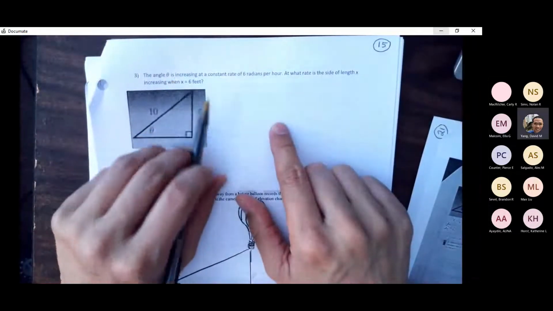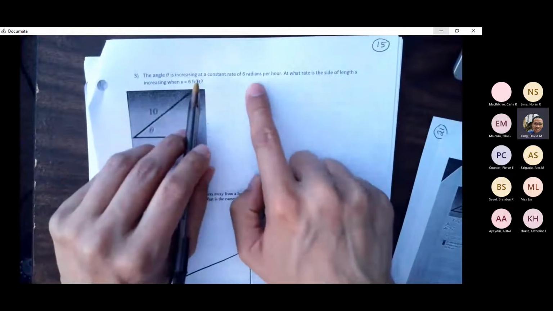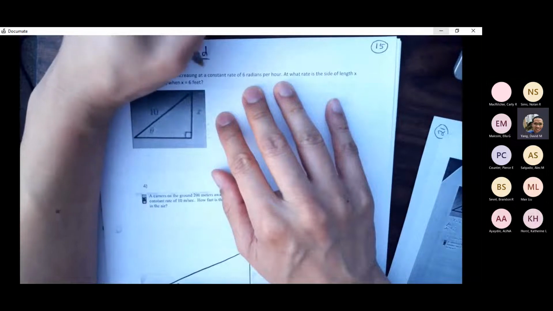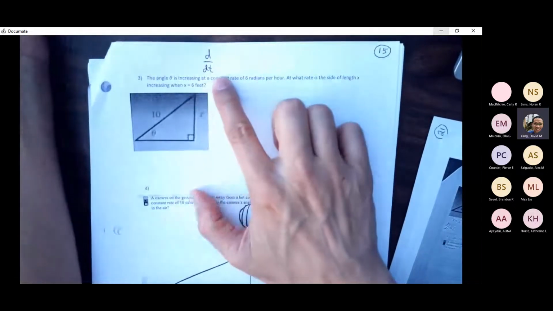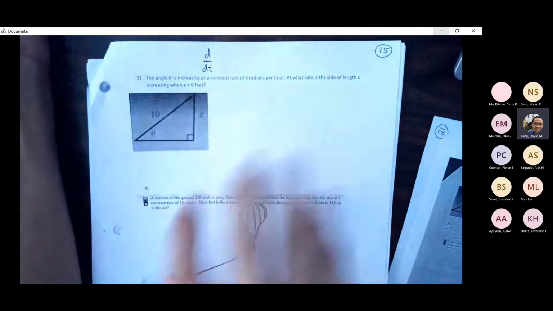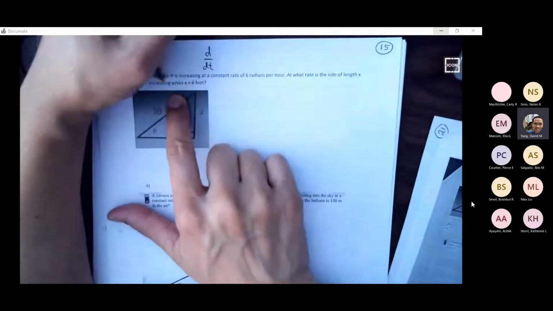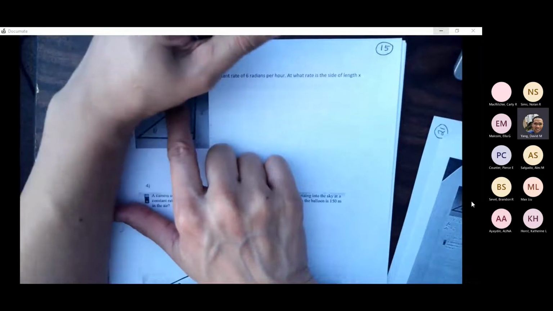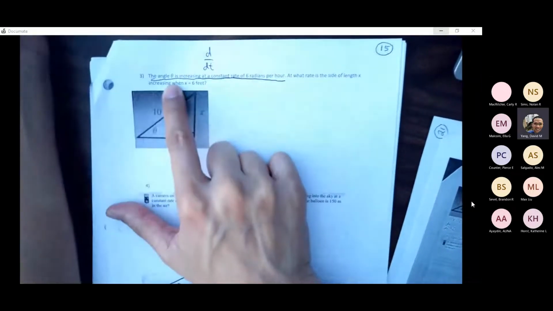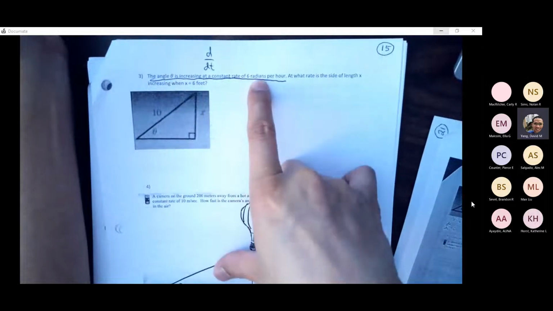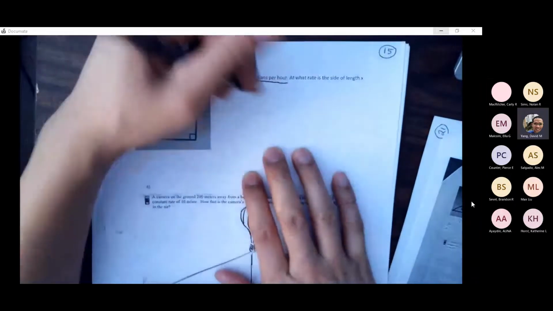Okay, so angle theta is increasing at a constant rate. So we know this is related rates. Related rates, we're always going to have a d over dt involved, right? So there's always going to be time involved in our derivative, our differential. Okay, so it says angle theta is increasing at a constant rate of 6 radians per hour. So we know this is not just theta, this is time involvement here. So this is talking about d theta dt.